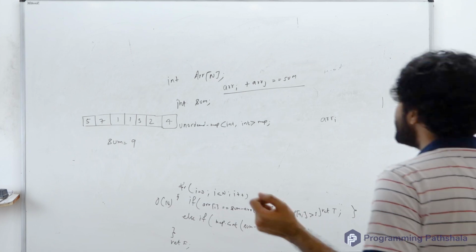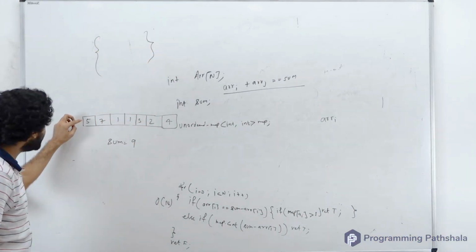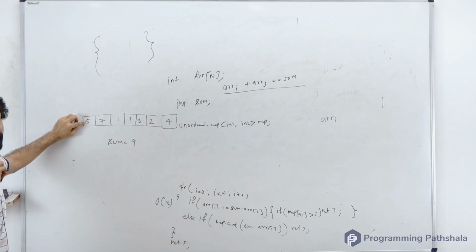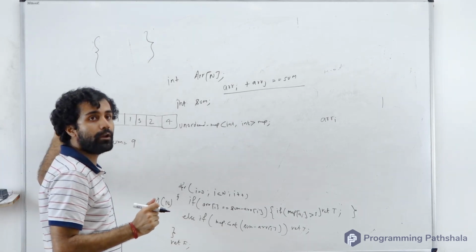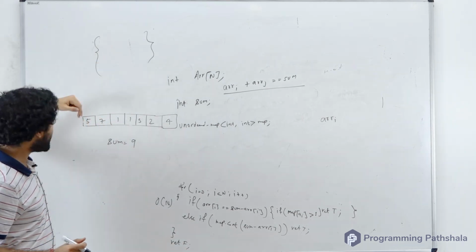Cool. So let's say I start with an empty map which doesn't have anything inside it. And currently I am here. Can you tell me what will be the other element that I will look out for when my first element is 5? I'll look out for 4. Is 4 present in the map? It is not present in the map, so I'll go ahead.